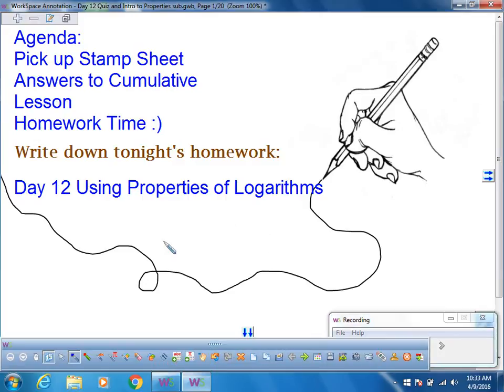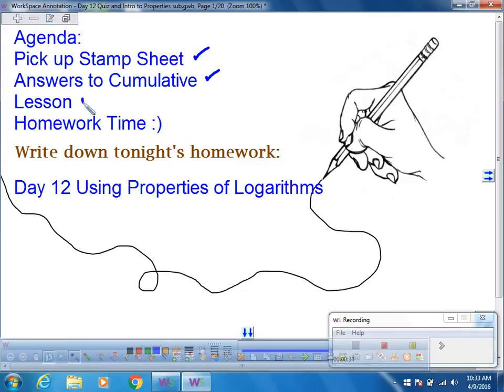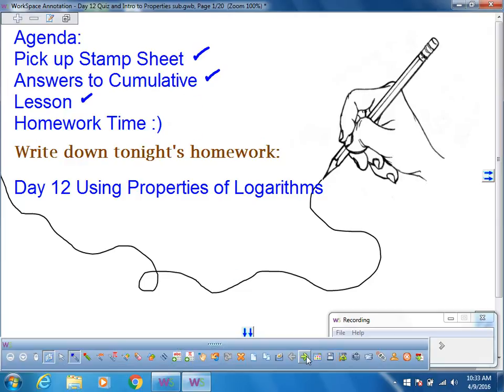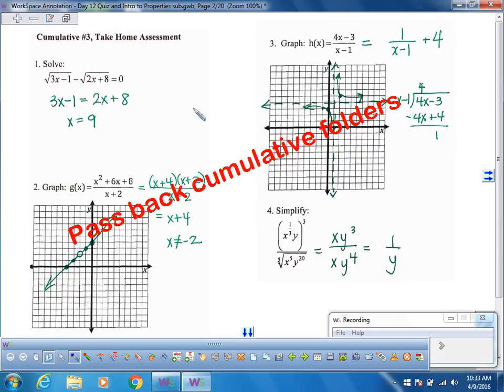First of all, make sure you've picked up your stamp sheet. Answers to the cumulative is what we're going to be doing today. We're going to do our lesson, and then you're going to have plenty of homework time. And if you finish your homework, you can go ahead and work on your next cumulative. So let's go ahead and get started. All right. So at this time, if you don't already have your cumulative folder, let's go ahead and pass those back.